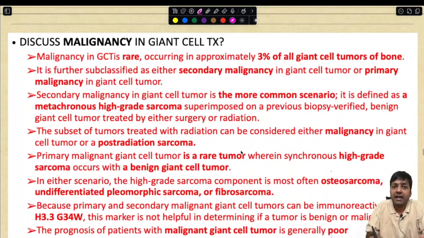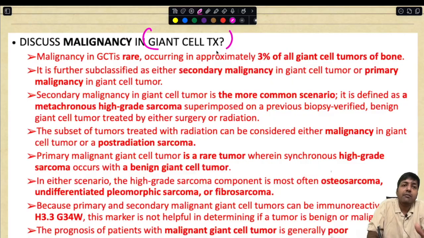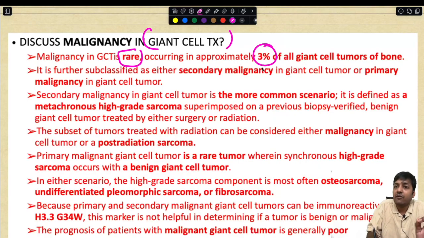Now discuss malignancy in a giant cell tumor. Malignancy in a giant cell tumor is rare, occurring in approximately 3% of all GCT of bone. This malignancy in giant cell tumor can be of two types. It can be a secondary malignancy in a GCT, or it can be a primary malignancy in a giant cell tumor. Secondary malignancy in a GCT is the more common scenario.